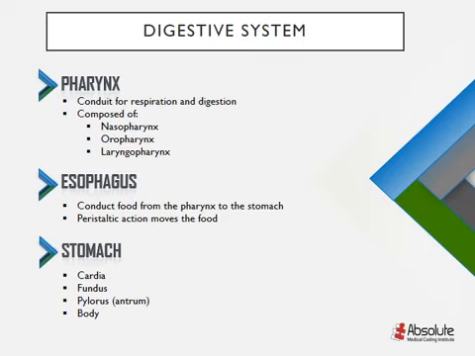So the pharynx is the throat, and it lies between the mouth, the nasal cavities above, and the esophagus below. So it's your throat area, and it's the conduit for respiration and digestion. And it's composed of the nasopharynx, the oropharynx, and the laryngopharynx. And when you swallow something and it goes down the wrong pipe, that's your pharyngeal reflex that is trying to help you prevent food from getting into your lungs, that type of thing. So that's what the pharynx is.